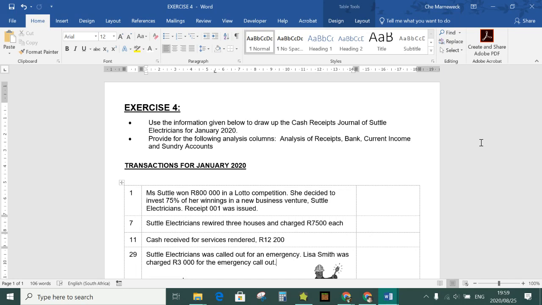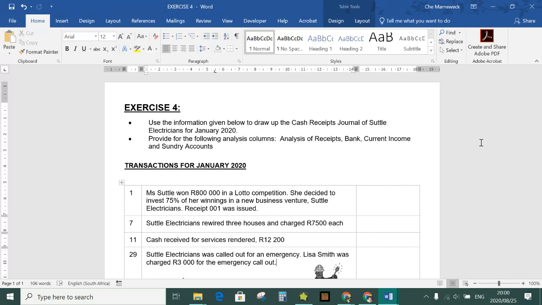There are different ways in which the business can receive money. We can receive money because the owner is investing money in the business, which would be capital. We can receive money because we have provided a service. So whenever we see services rendered or the fact that we've provided a service, we know that that is current income. And then we could also rent out property, and that would be rent income.